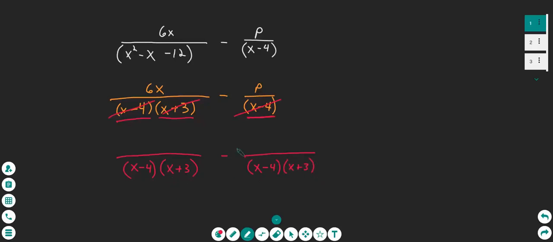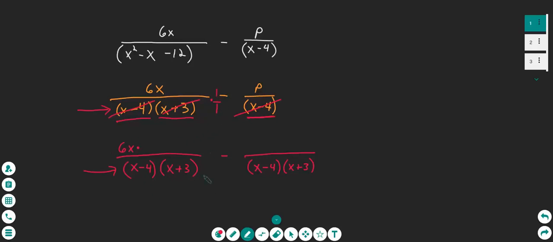All right. Common denominator. And then we can figure out our numerators. So we have a 6x. That's not going to change. But we need to multiply that by whatever is not in here when we compare it to here. So in this case, we have an x minus 4, x plus 3. Well, that's everything in here. So all we multiplied this by was a 1 over a 1, right?